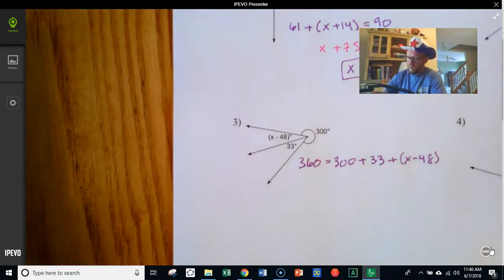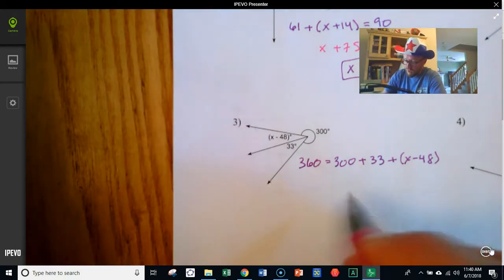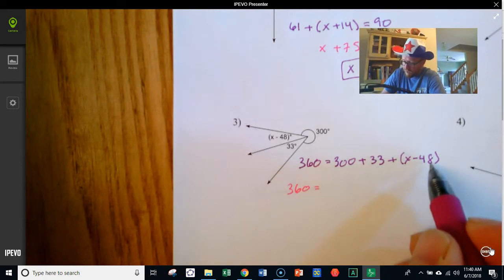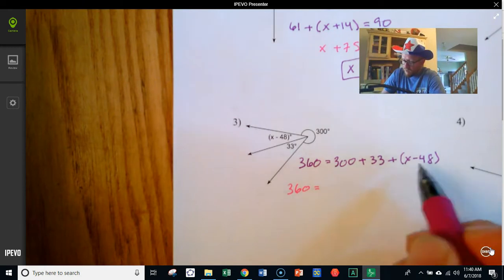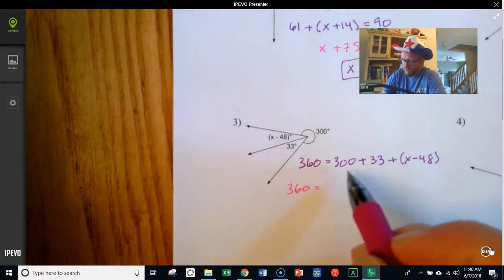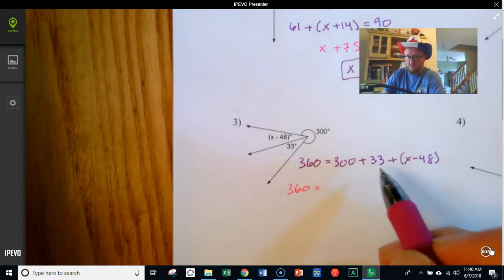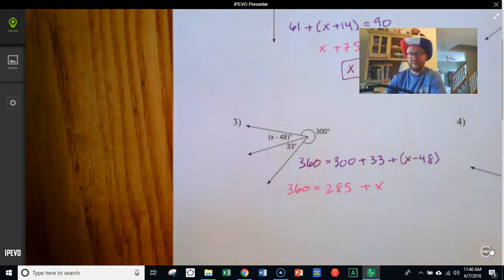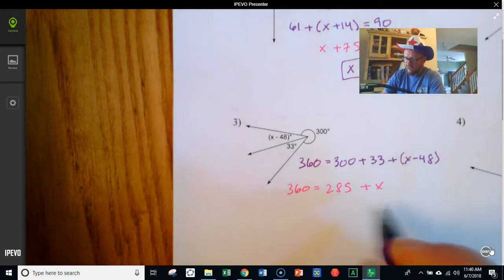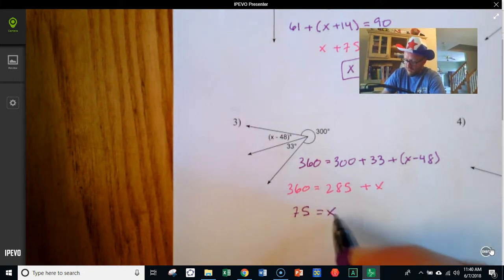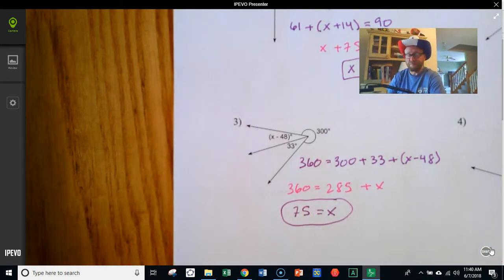Okay. So first of all, we'll do some combining like terms. So we'll leave the 360 alone for right now. So 300 plus 33, take away 48. Let's see. 300 take away 48 would be 252. Take away 50 plus 2, 252. 62, 72, 82, 85, 285. Plus our x over here. To get the variable by itself, we're just going to have to take 285 from both sides. So that's going to be, see, 15 and 60 is 75 equals x.